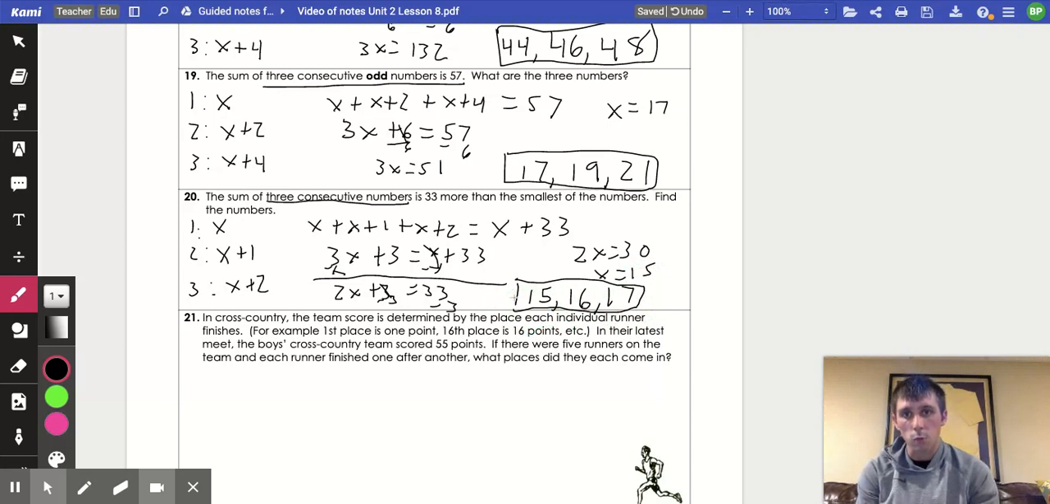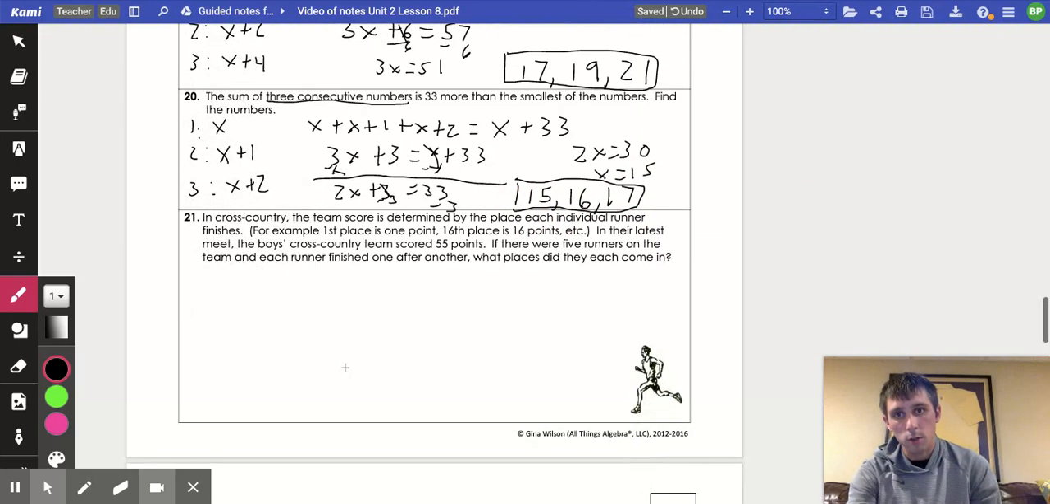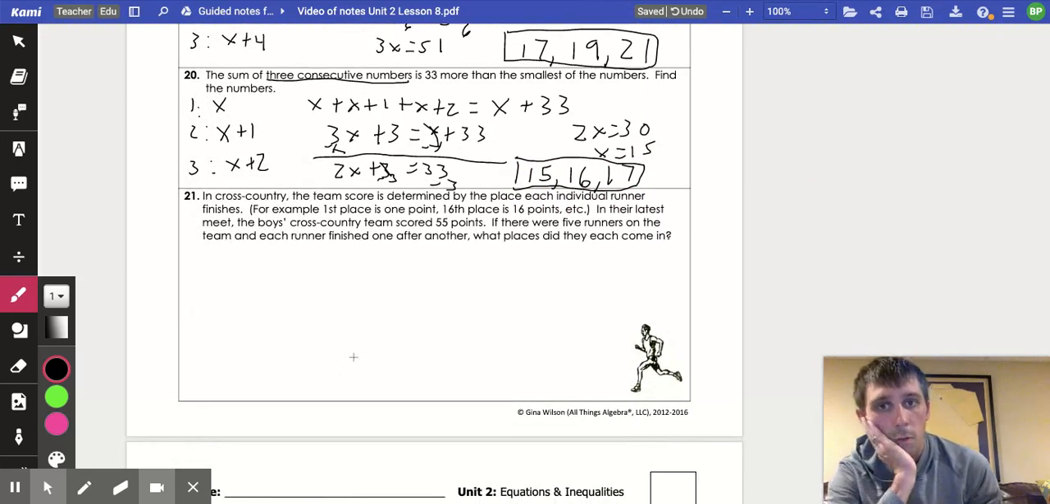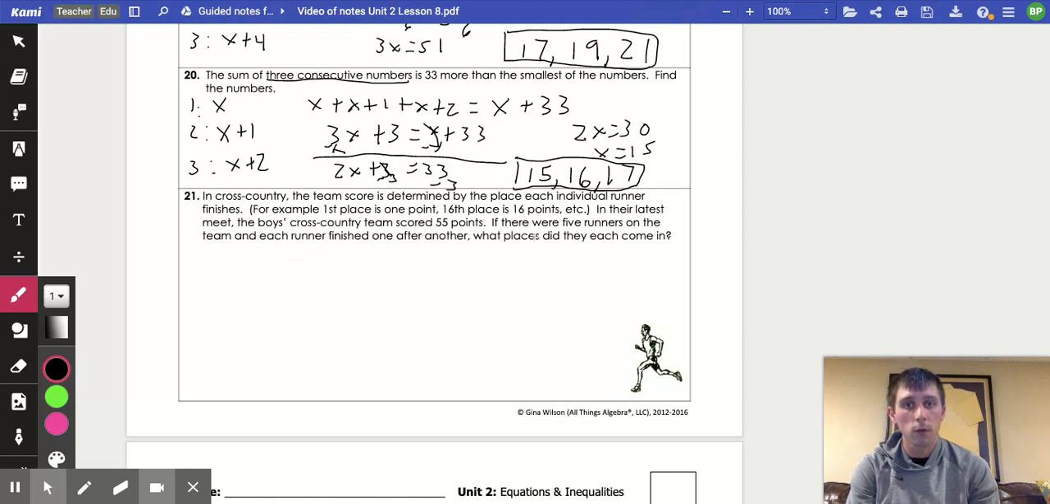All right, last one. In cross country, the team score is determined by the place each individual runner finishes. For example, first place is 1 point, 16th place is 16 points. In their latest meet, the boys cross country team scored 55. If there were 5 runners on the team and each runner finished one after another, what places did they come in?